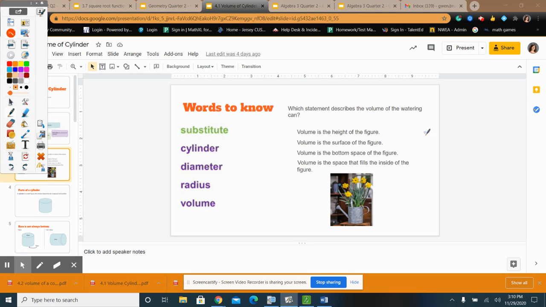But which statement describes the volume of the watering can? So we're looking at this watering can. What is the volume? Is it the height? No. Is it the surface of it? No. Is it just the bottom space? That's not right either. It's the amount of stuff that's inside. Volume is the stuff that's inside, like the water that would be in the watering can.